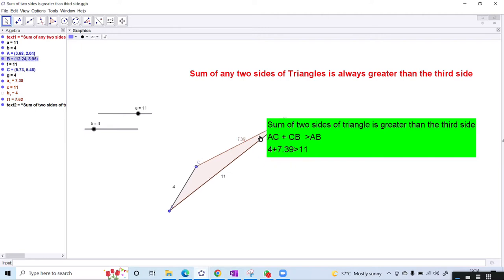I've moved point B. So what do I see? Now AB is getting overlapped over the line segment AC plus CB. It has become a straight line. So this is what the first theorem says. That is, the sum of any two sides of a triangle will always be greater than the third side. So this part is clear, I think?